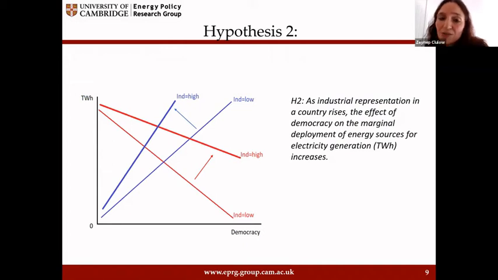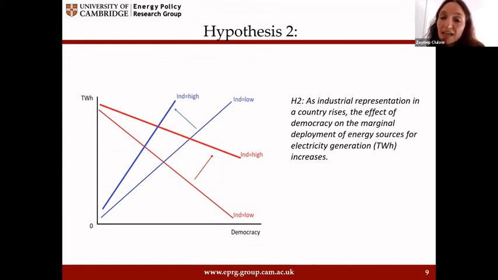This is a very broad claim. To give you a visual illustration of this, building on the previous hypothesis, we have our parallel competing potential relationships between democracy and energy deployment. The thin lines represent when industry is weak or a smaller consumer of national electricity, and the thick lines represent a stronger industrial presence.